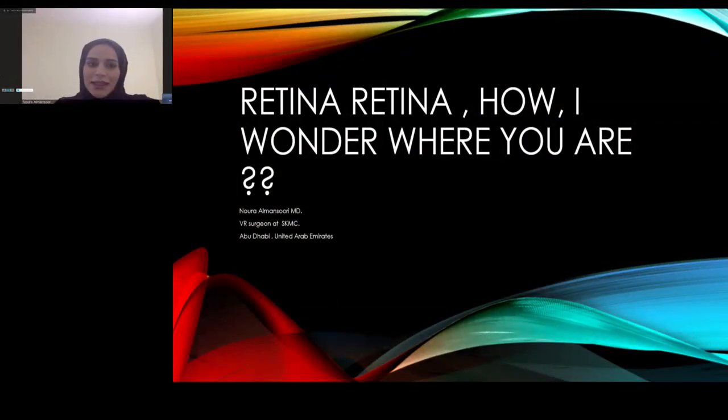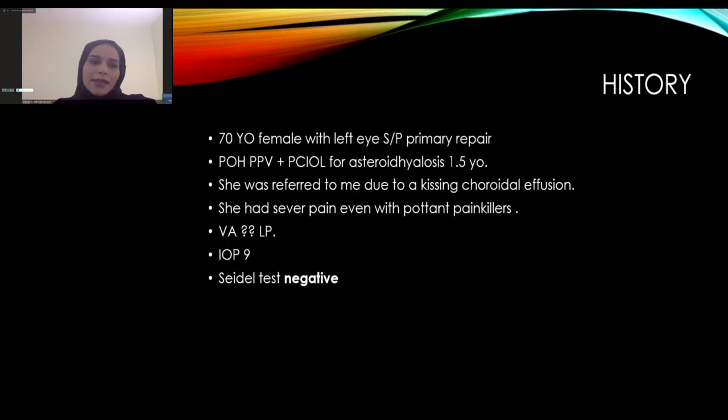So I will try to make it quick. My case is a 70-year-old female who presented to us after she had a PKP done somewhere else, and the patient poked her eye. Then she had a corneal dehiscence and needed a primary repair to suture her cornea. Less than 1 week post-op, they noticed there are kissing choroidals, and they referred her to us.